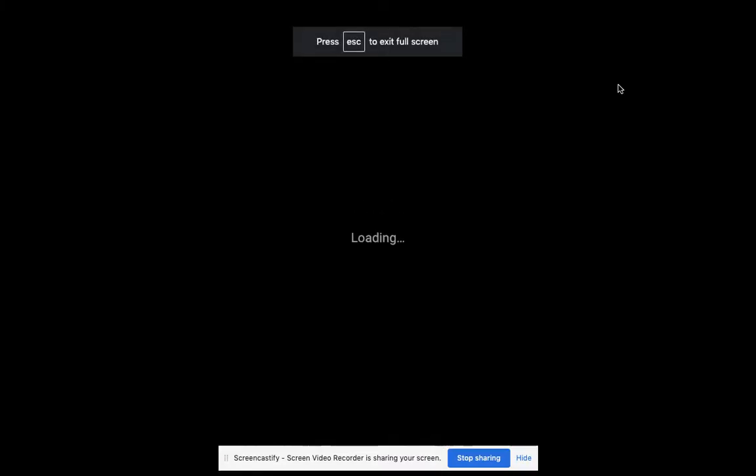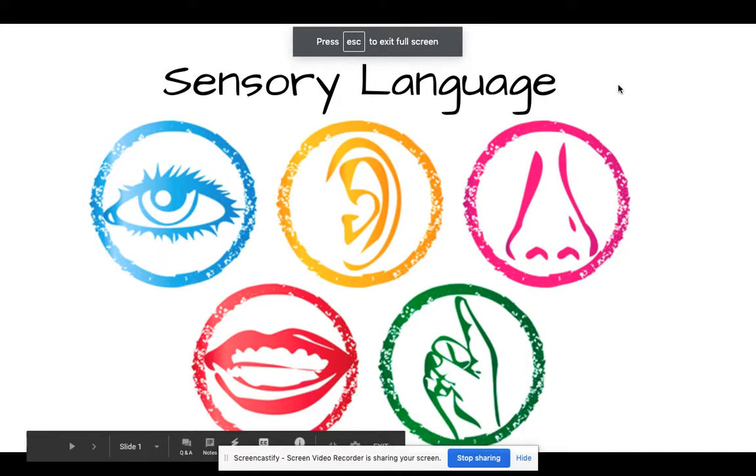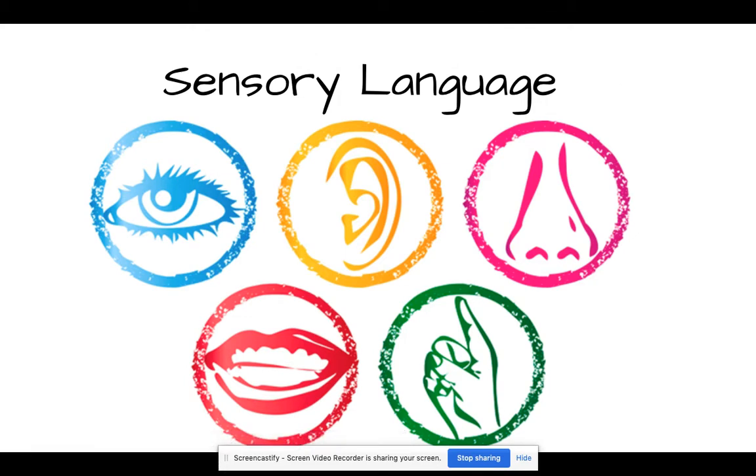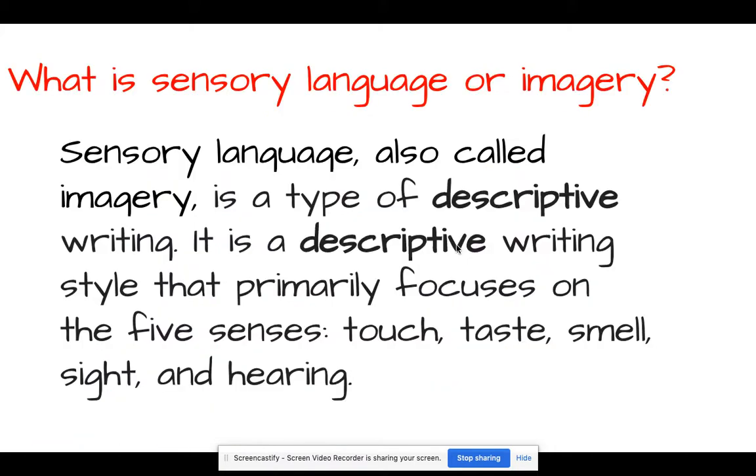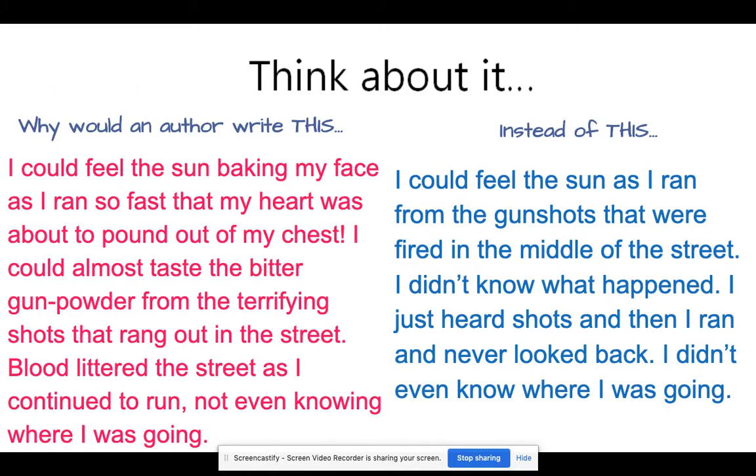Good morning, everybody. Today we're going to be talking about sensory language, and you can see from the pictures on this slide that sensory language is also called imagery. It's a type of descriptive writing that focuses on the five senses: touch, taste, smell, sight, and hearing. So let's look at some examples.